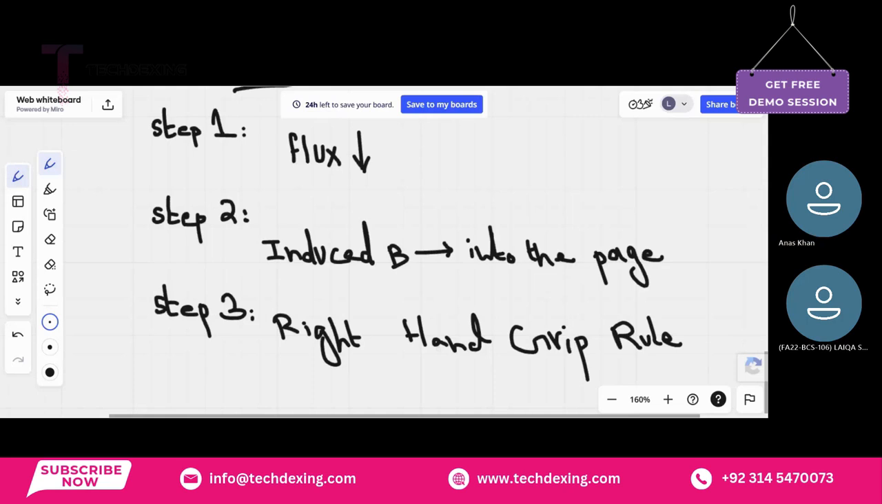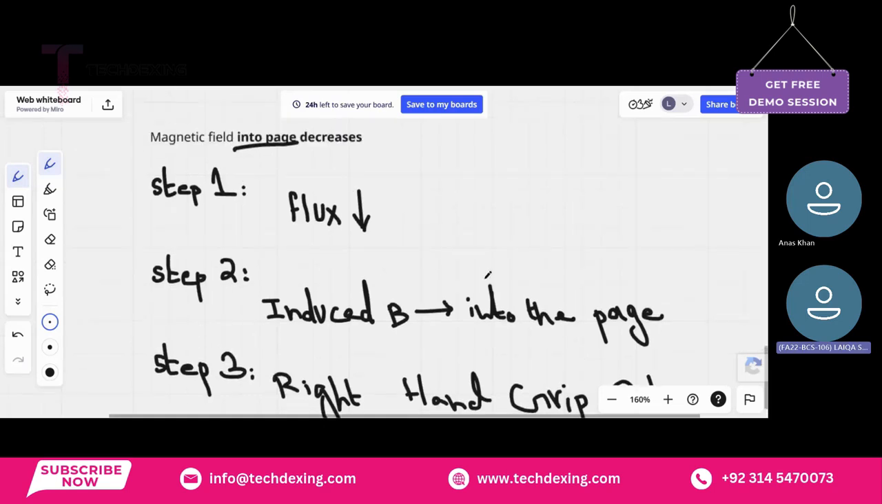So they're curling anti-clockwise. No, wait, you have to use your right hand. Your thumb will be pointed. I think the flux is moving downwards, right? The flux is not moving downwards. It simply means that the flux is decreasing. You don't have to get confused.